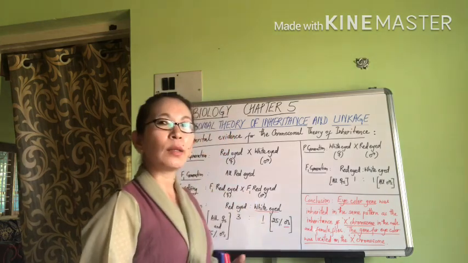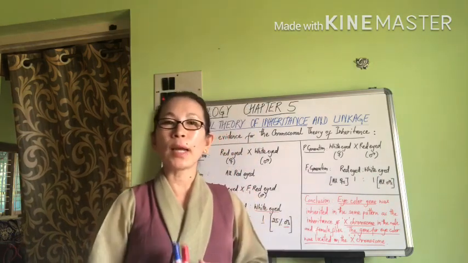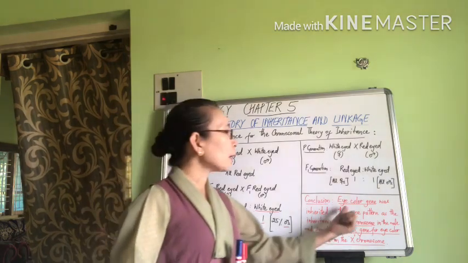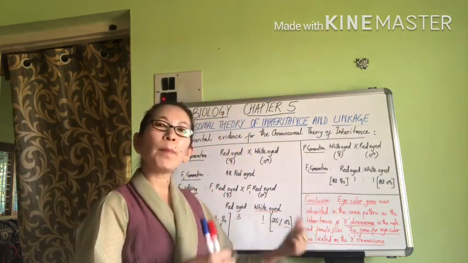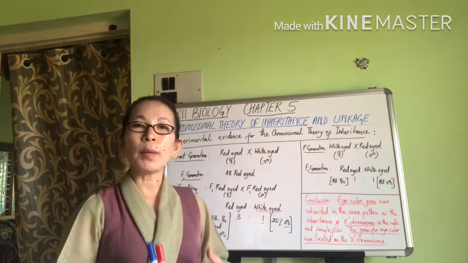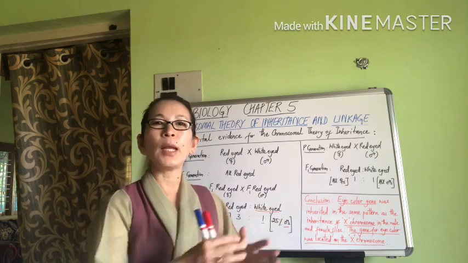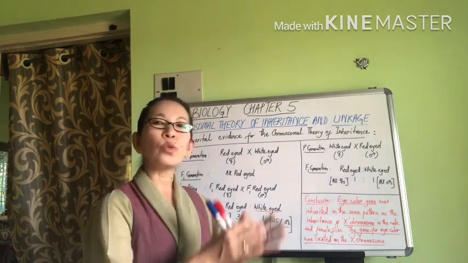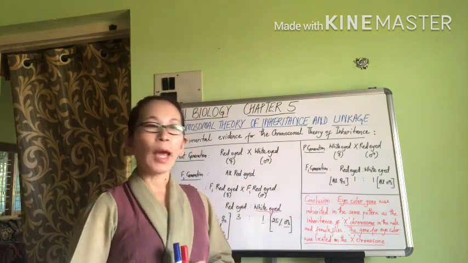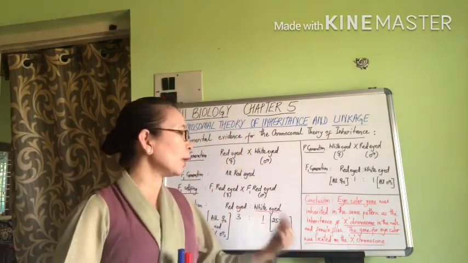This result, where all females had red eye coloration and all males had white eye coloration, led to the conclusion that the eye color gene was inherited in the same pattern as the X chromosome in male and female flies. The way in which the X chromosome is inherited in male and female flies was equivalent to the way in which the eye color gene was inherited. And this is how Morgan concluded that the gene for eye color was located on the X chromosome.